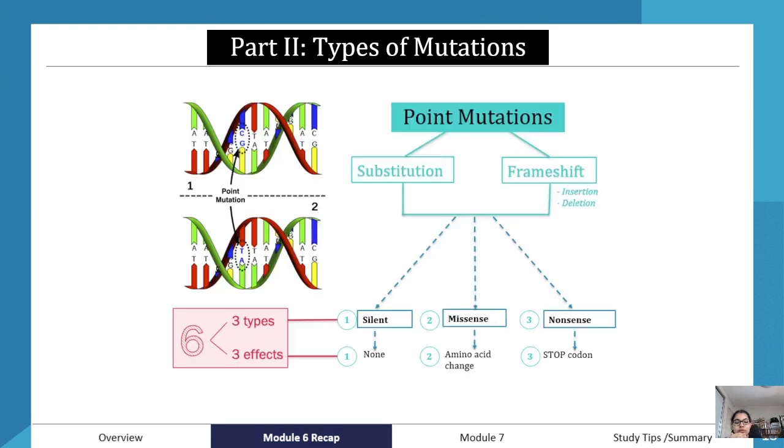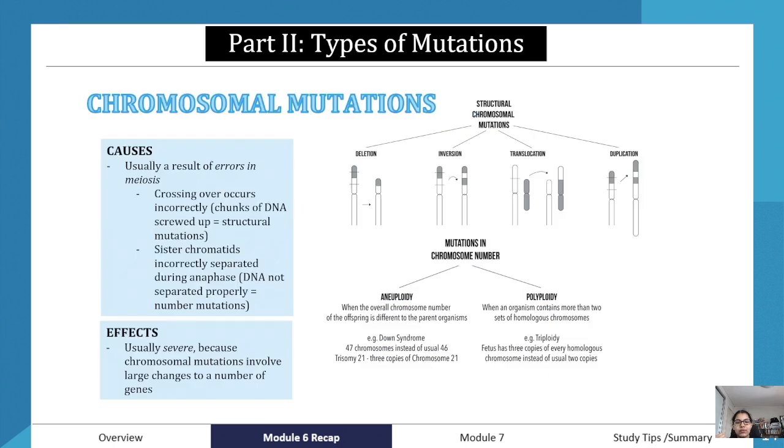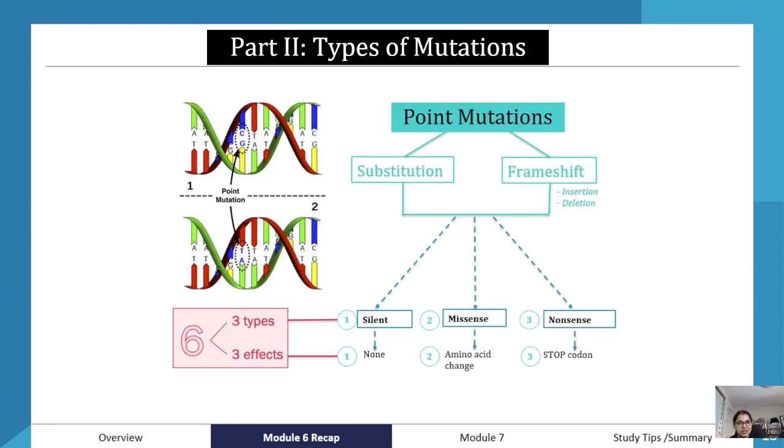So those are point mutations. Now we've got chromosomal mutations. Actually, let me just quickly go back because I realized I forgot to mention something. With point mutations, that's the big category. There are two types of point mutations. There's substitution, when a base has been switched out, and then there's frameshift, when either a base has been inserted or it has been deleted. And so as a result, you get three different types of effects, three different types of changes, and then there's specific effects. So just wanted to flag that.